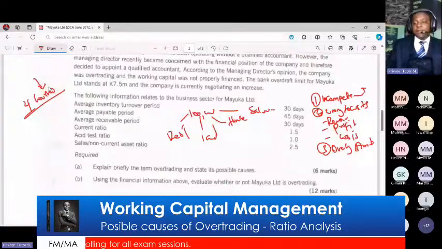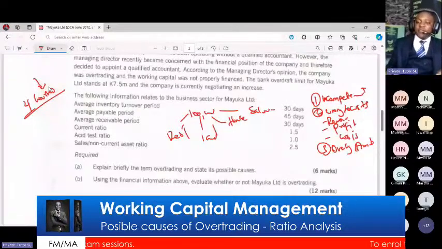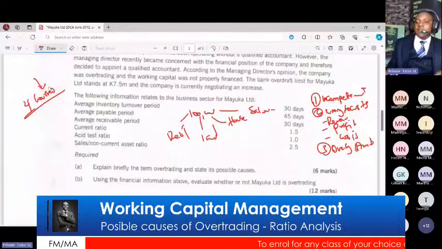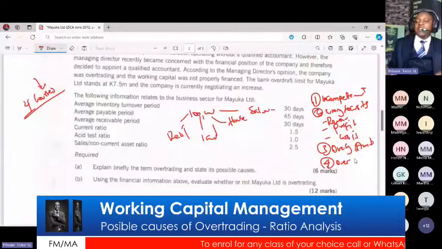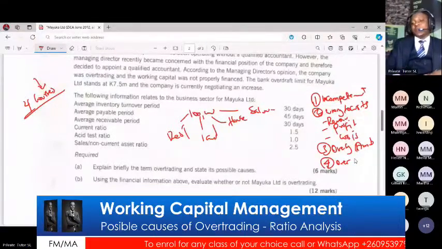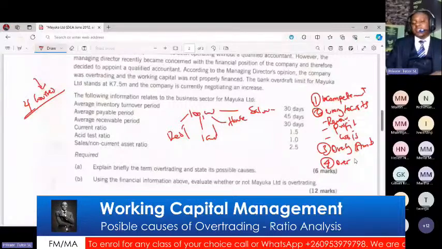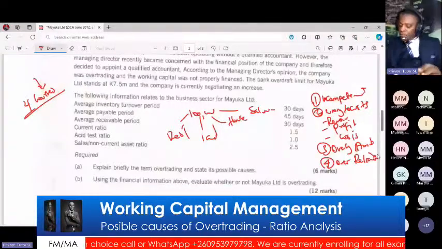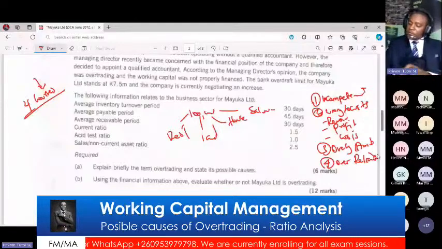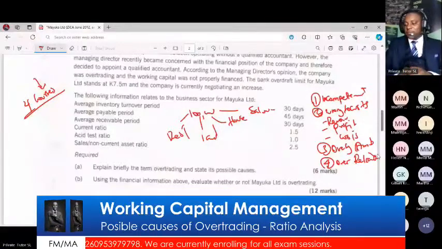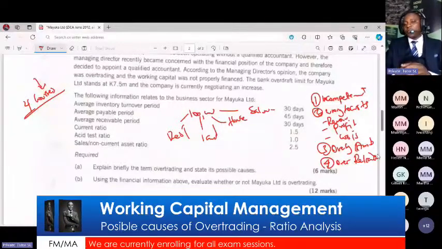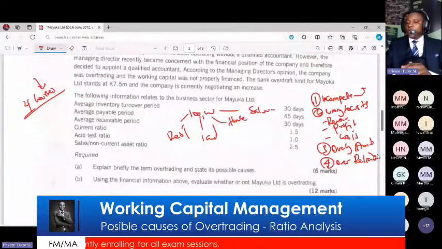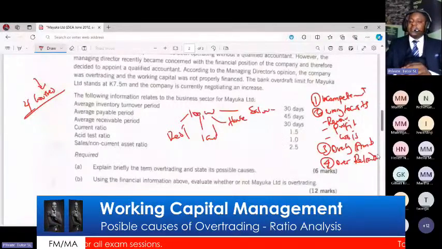The other issue that may make you overtrade is overreliance on debt. When you are always relying on external sources of capital and you're unable to pay the debt, the lenders come to get your collateral. So it really has to do with all those factors. Overtrading could also be caused by over-investing in non-current assets.